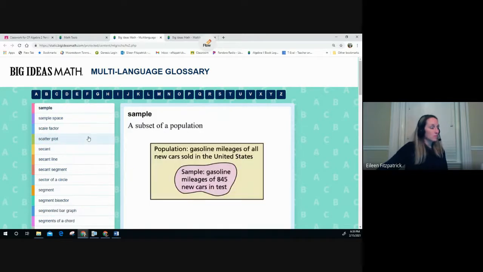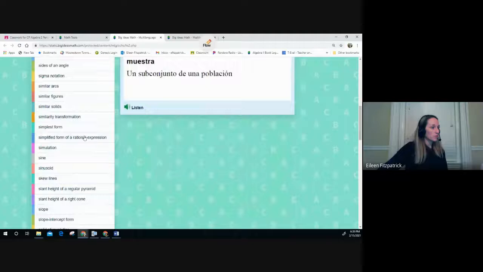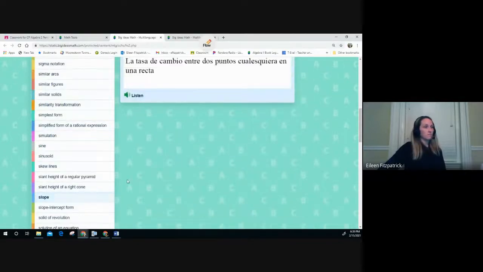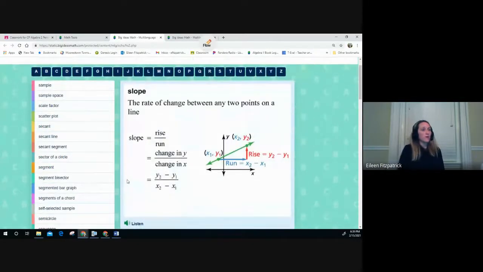Next, we have slope, which is a term we know from Algebra 1. Slope, the rate of change between any 2 points on a line. So when we hear slope, we think rise over run. We think change in y over change in x. We think y2 minus y1 over x2 minus x1 because that is the formula for slope. Again, pause if you need to pause to write any of this down.